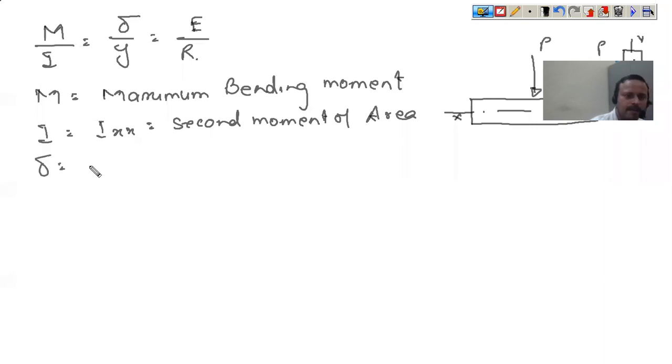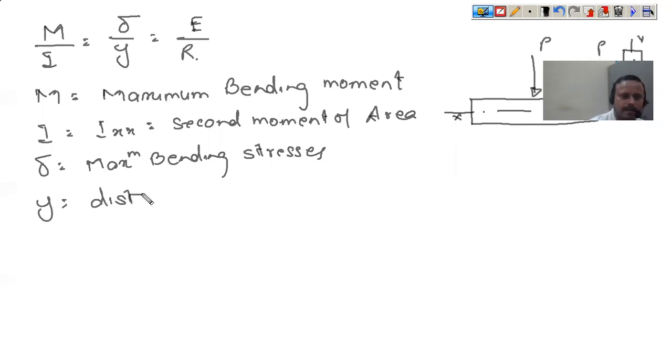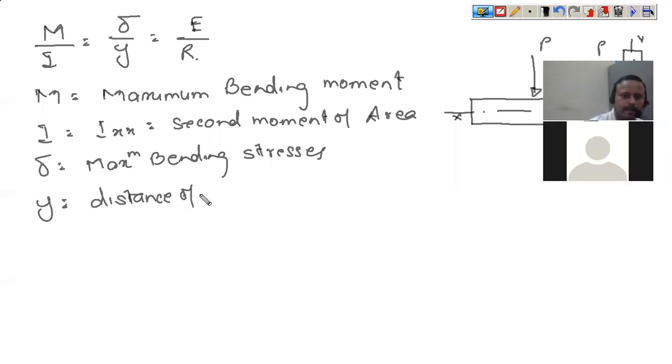Now sigma is maximum bending stresses. Now, why maximum? Because all other components that you are taking are maximum in nature. Now, y is the distance of the extreme fiber from the neutral axis.